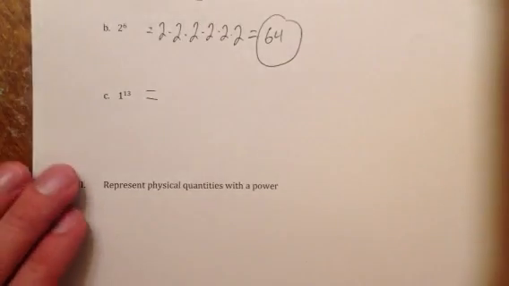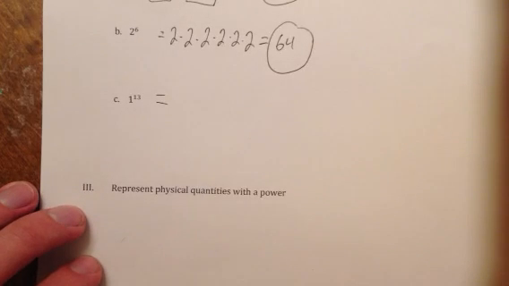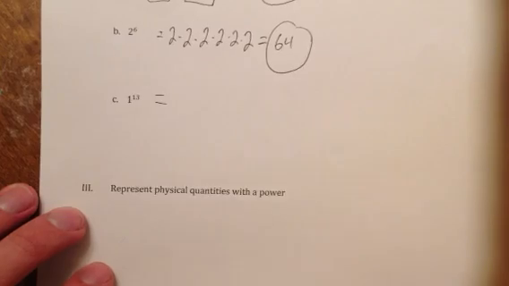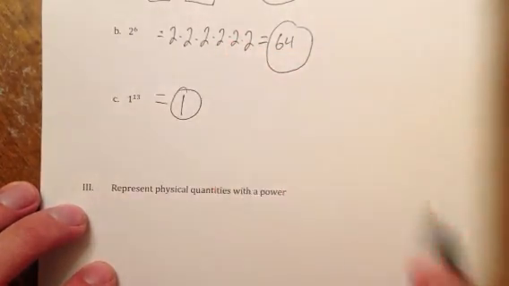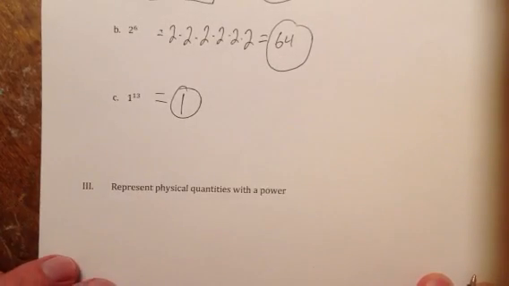1 to the 13th you should be able to do without even writing it out. If we multiply any amount of 1's, what are we going to get? Hopefully you just muttered 1 to yourself, because 1 times 1 is 1, times another 1 is 1. Doesn't matter how many we get in there, we're just going to get 1.